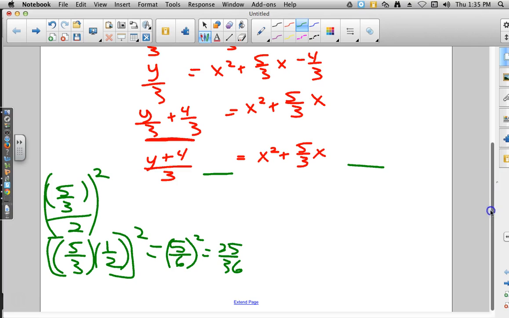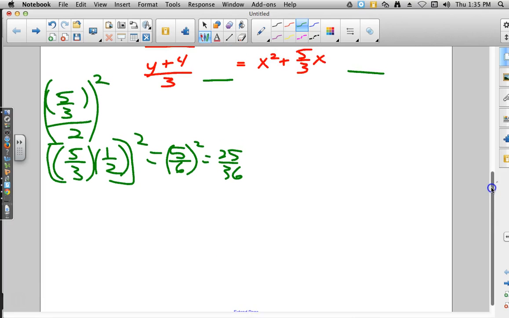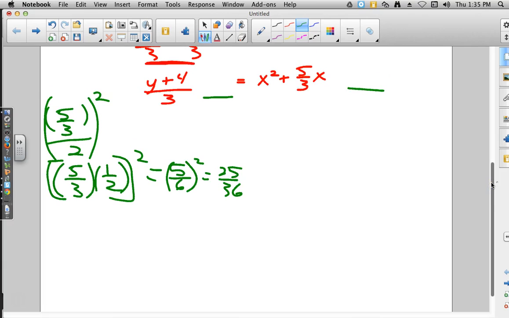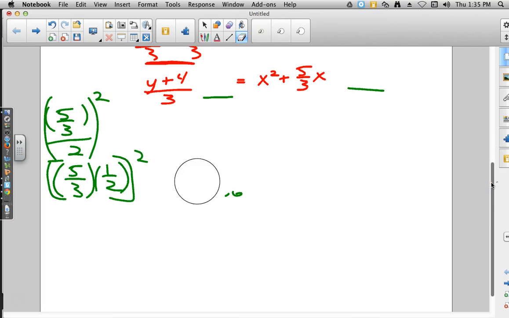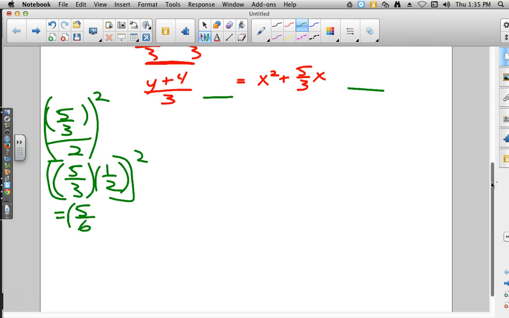And let me move this up because given that we're working with so many fractions here, I'm probably going to need some more space to show you what we need to do here. So we need to add 25/36 to both sides.